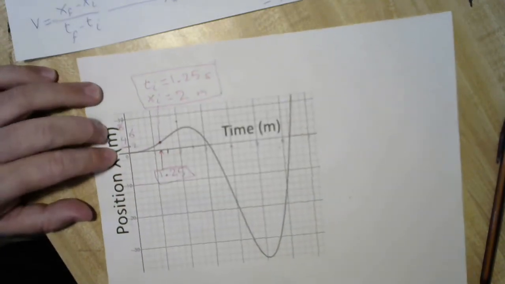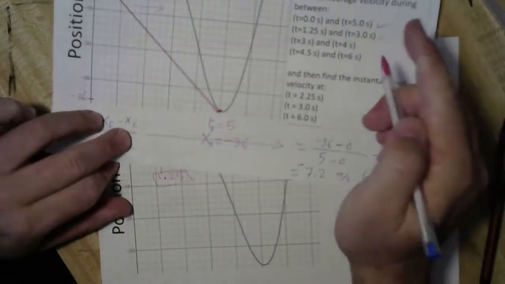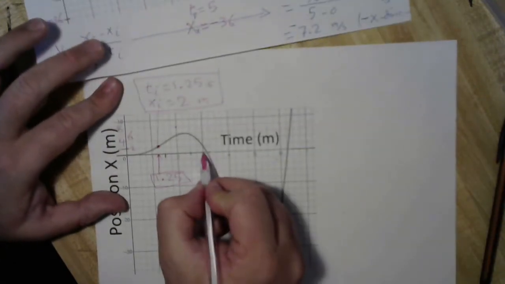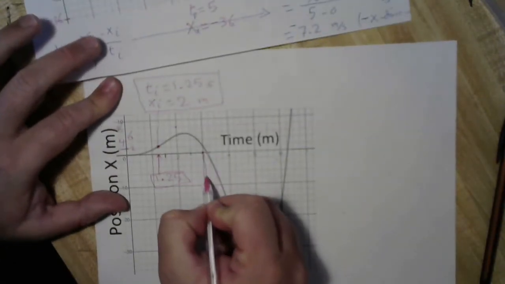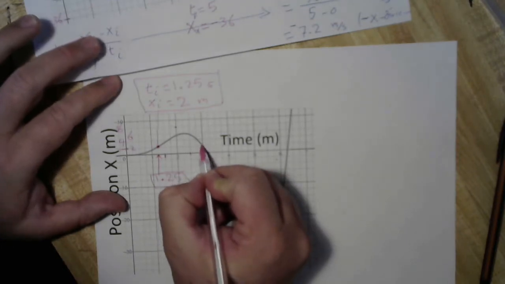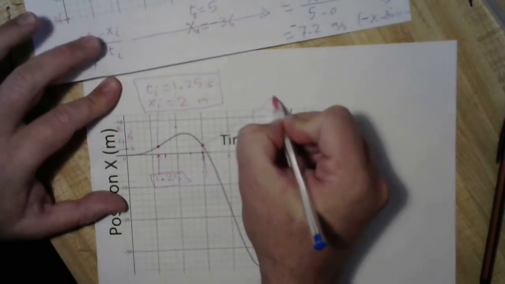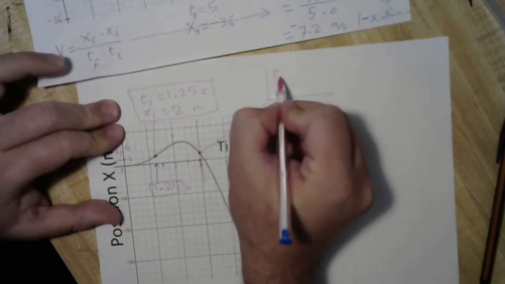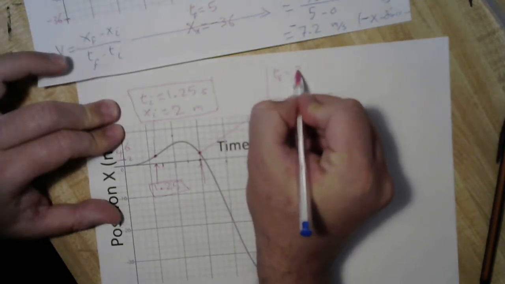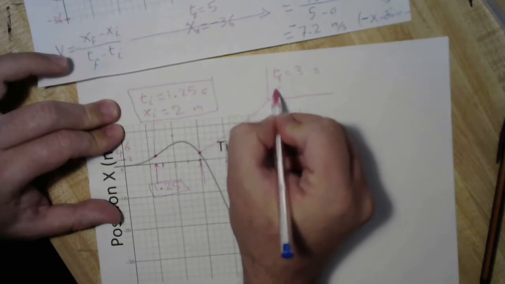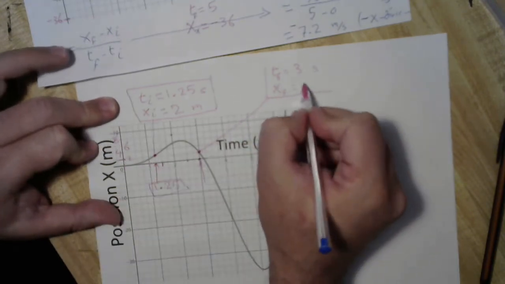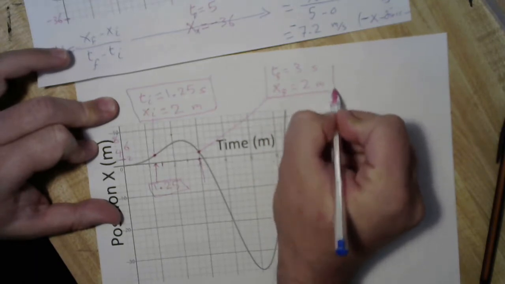Okay, what is the second point or the final point? It is at t equal 3. At t equal 3, I have this point, the final point. t final is equal to 3 seconds, and x final is equal to the same value, 2 meters.